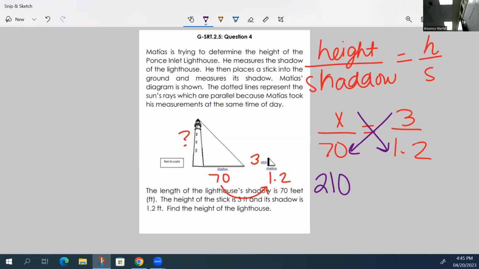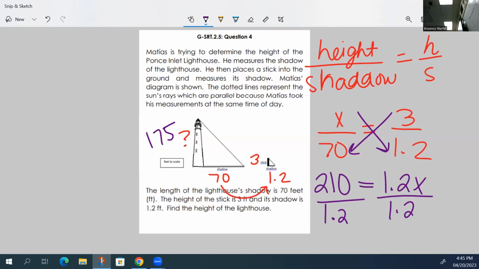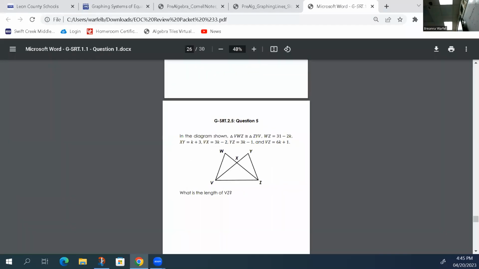Yep. And then you get 1.2x divided by 1.2. And you get the height is 175 feet. And then if you divide these, 175 divided by 70, you get 2.5. 3 divided by 1.2, you also get 2.5, which means your ratio is equivalent to each other.